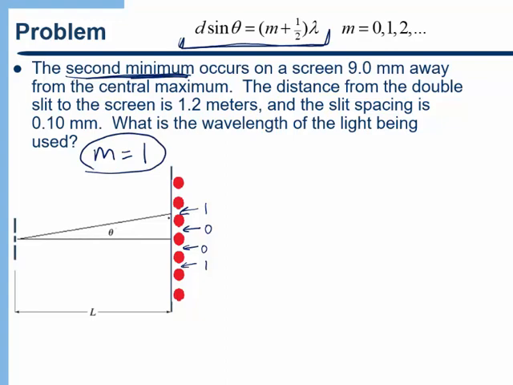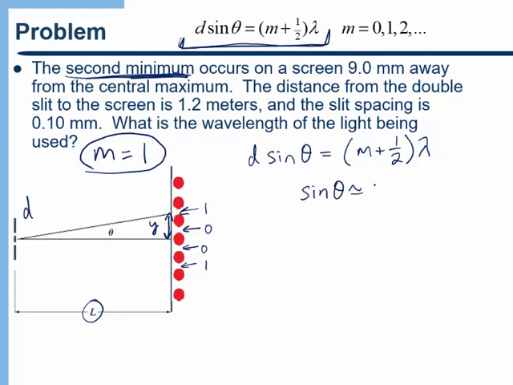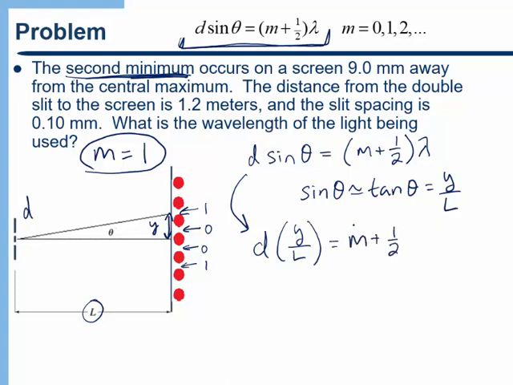Okay, so now what we've been given is this distance y, that's the 9 millimeters. We've been given the slit separation d, and we've been given the distance to the screen. So in this case, I'm going to use the small angle approximation. Again, I could just use inverse tangent and find theta, but I'm going to save myself a step. So my formula, d sine theta equals m plus 1/2 times lambda, I'm going to rewrite where I substitute the fact that sine theta is approximately equal to tan theta, and since tan theta is exactly equal to y over L, I can substitute in y over L for sine theta. And now I just need to solve that for lambda.